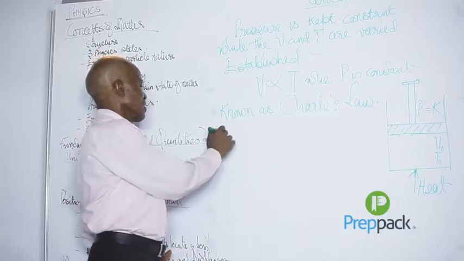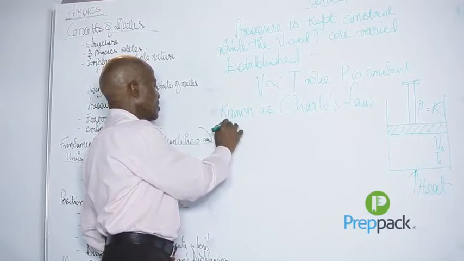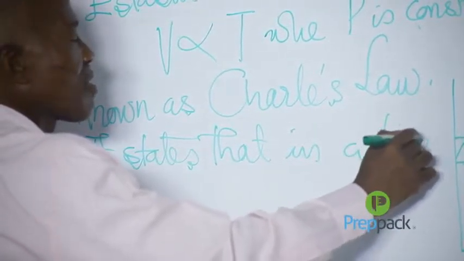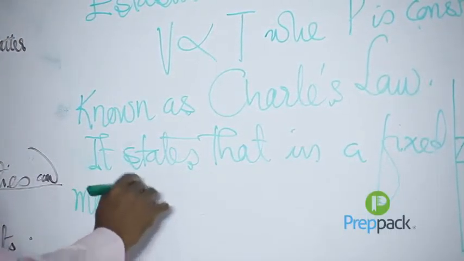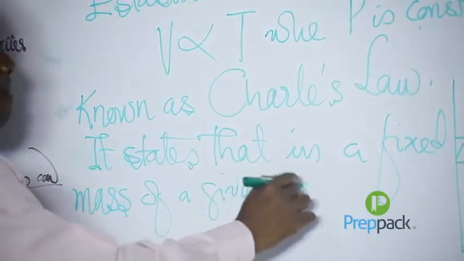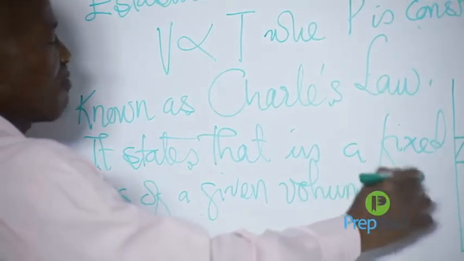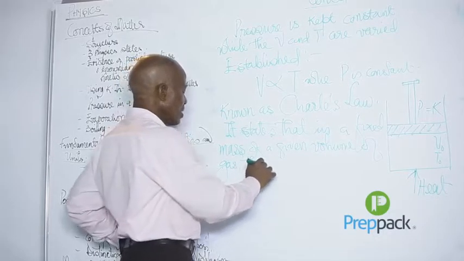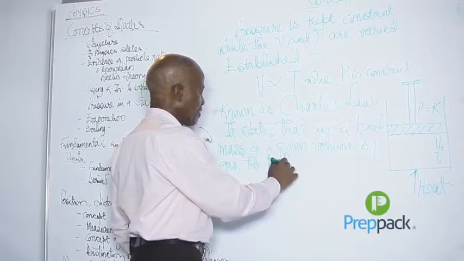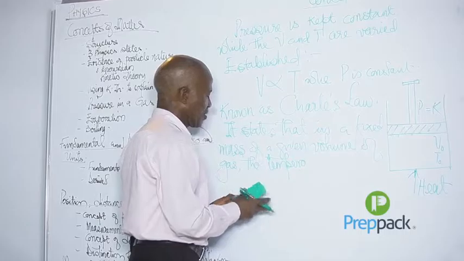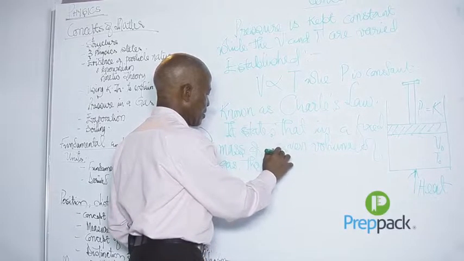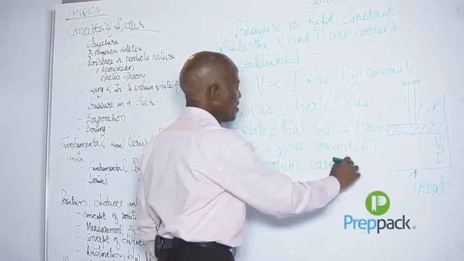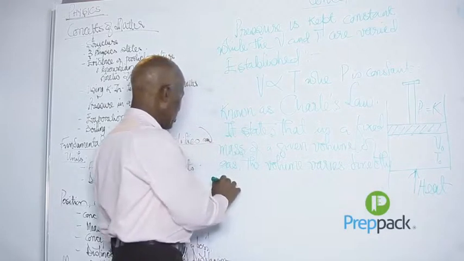Charles' law states that in a fixed mass of a given volume of gas, the volume varies directly as the temperature.